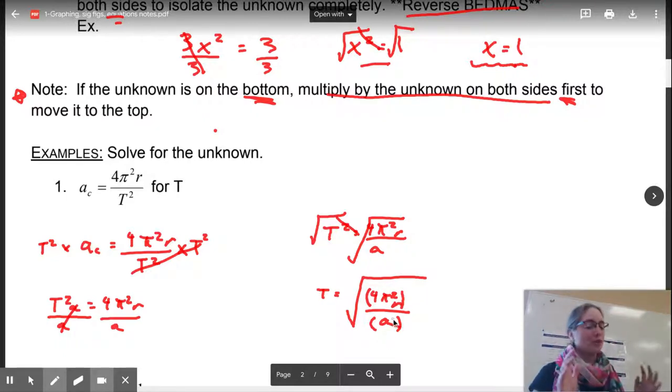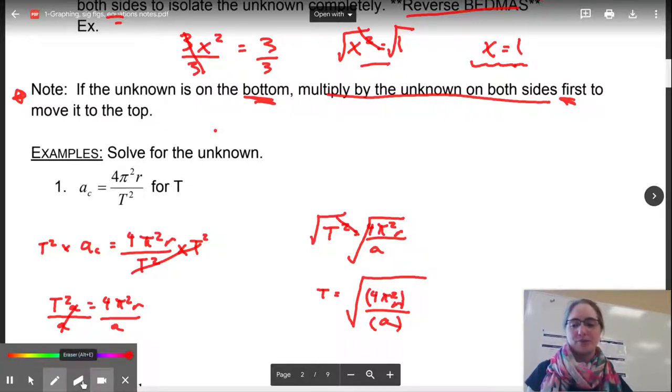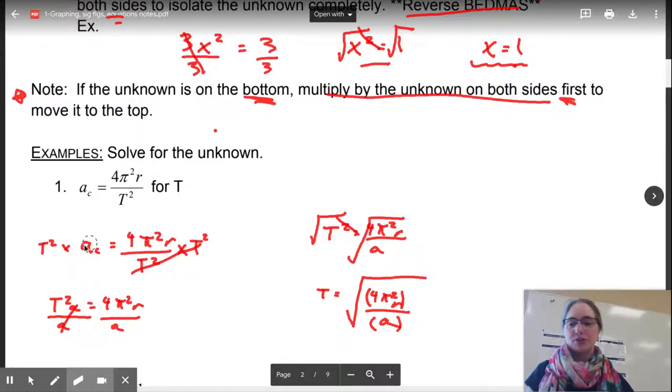Okay, so it's very, very important. You need to treat the top and the bottom as if they have brackets around them. Alrighty-o. So that is one common way to rearrange this equation. So I am going to show you another.